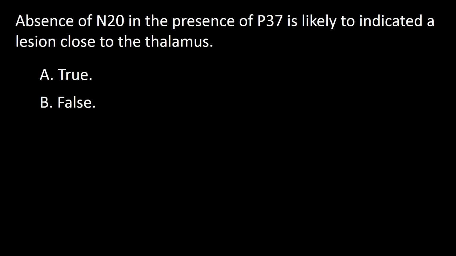Next question. Absence of N20 in the presence of P37 is likely to indicate a lesion close to the thalamus. A true, B false. Somatosensory evoked potentials can be used for vertical localization and for horizontal localization. But as we will see, it is far more useful for vertical localization than for horizontal localization.